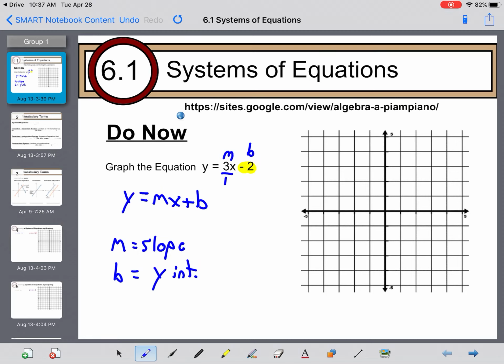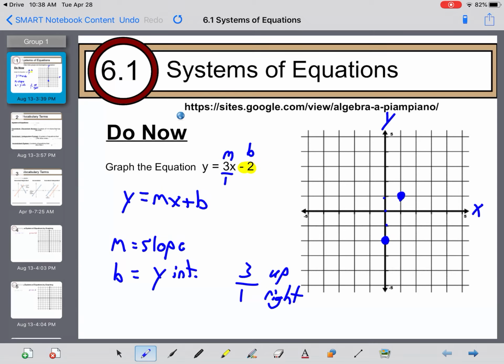The negative 2 is where we're going to start. So that's your y-intercept, where we cross the y-axis. So I'm going to go down 2 from the middle. I know this graph doesn't have numbers, okay, but each line represents 1. So there's negative 2 from the origin. My slope, 3 over 1, tells me to go up 3 and to the right 1.